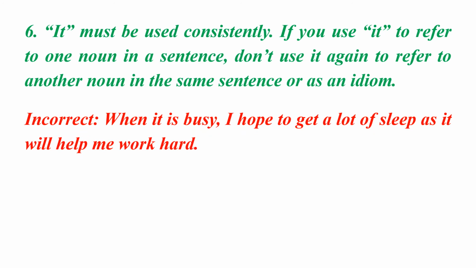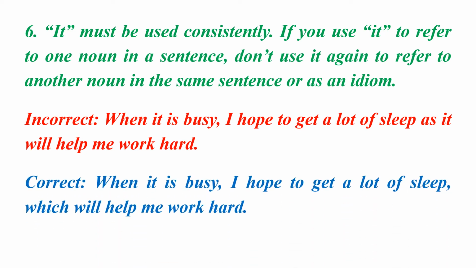For example, when it is busy, I hope to get a lot of sleep as it will help me work hard. Here we have two its. One is it is busy and another is it will help me. But we know that there's no scope to use two its in a single sentence. So the correct sentence will be, when it is busy, I hope to get a lot of sleep, which will help me work hard. So instead of it, here we use which.